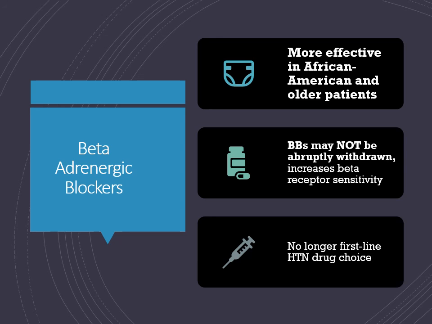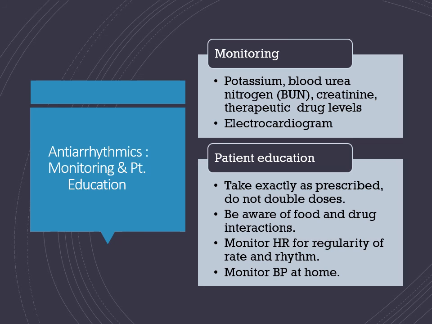They're more effective in African American patients and in older patients. So, for example, in hypertension, we might use that first in a patient that is African American. Do need to keep in mind that, and we need to let patients know that they should not be abruptly withdrawn. You can actually get some anginal symptoms with abrupt withdrawal. Monitoring potassium, renal function. We need to let patients know that they need to be aware of interactions, especially with amiodarone. They should monitor their heart rate and rhythm, and they should monitor blood pressure at home as well.